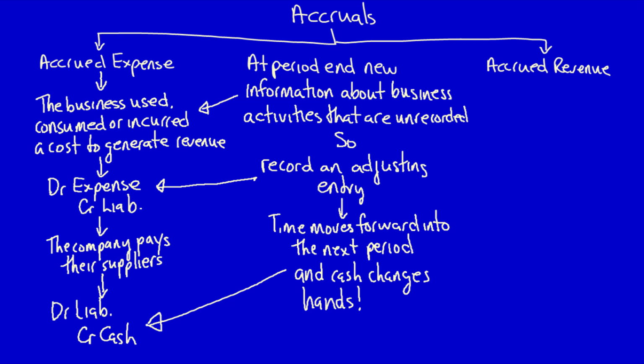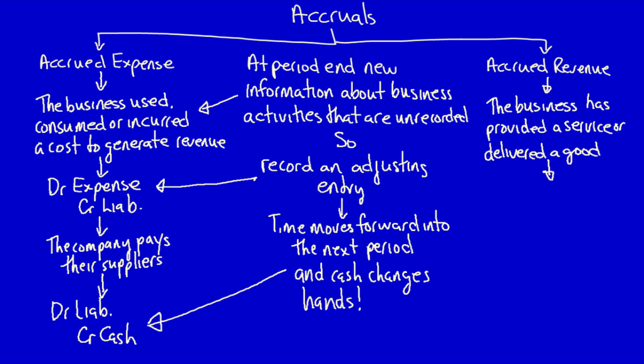Again, at period end, there's new information about the business's activities that are unrecorded. In this case, the business has provided a service or delivered a good. Notice the past tense, and therefore they've generated income. So what did they get? They have a legal right to claim cash from their customer. That's an asset. Generally, a receivable.